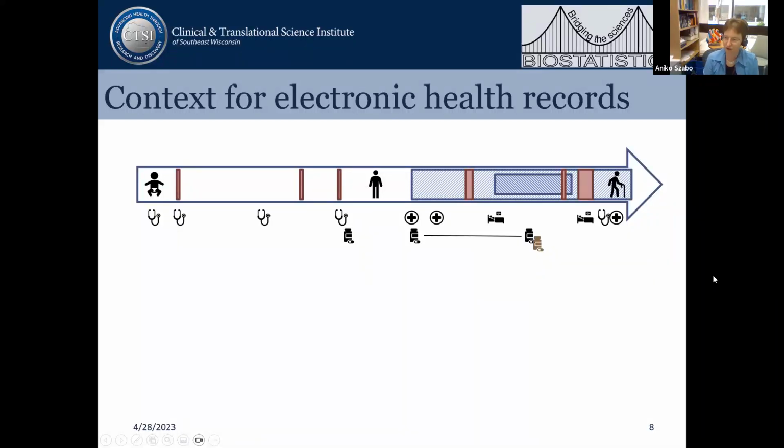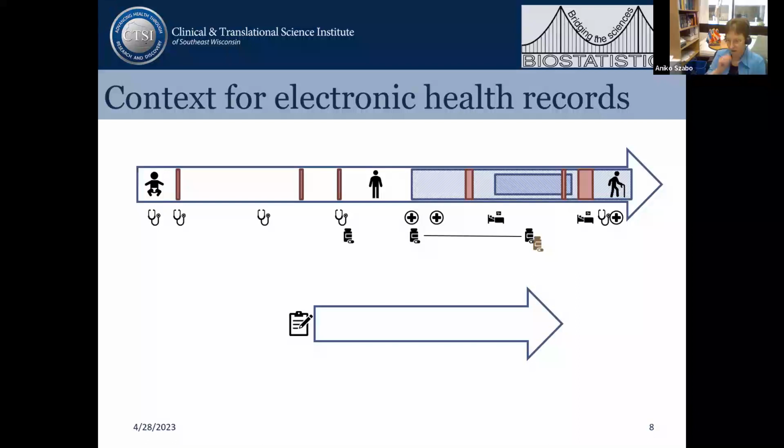But what we get in the records is only some time period. So this is the electronic record. Whenever there is some interaction with the medical system, some kind of record shows up in the electronic health record.